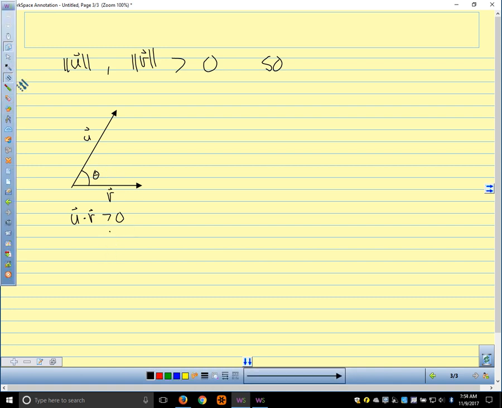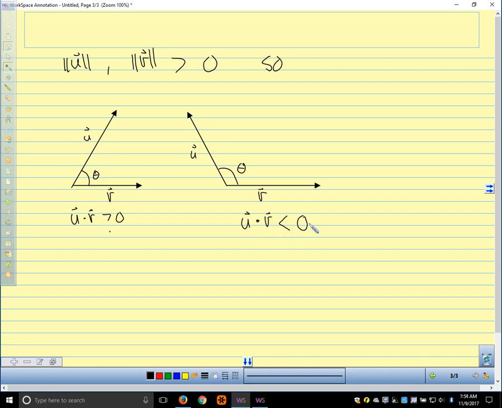If we have an obtuse angle between our two vectors, so there's theta, the cosine of an obtuse angle, positive or negative? Negative. u dot v is less than 0. So geometrically, that's telling us that the component of u in the direction of v is in the opposite direction. And this is the most important relationship that the dot product tells us about geometrically.